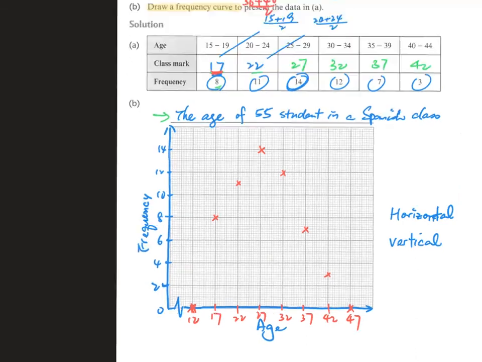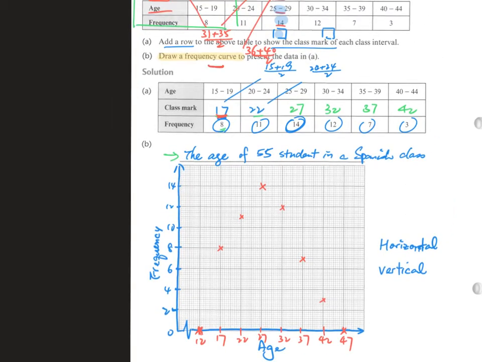And now you bear in mind that while the question is talking about a frequency curve, that means we are not going to use rulers to join the points one by one, but we are going to sketch a curve smooth enough to connect the points together. So instead of drawing straight lines, now we are going to draw a curve which connects the points together. We try not to have straight lines to link up the points together.